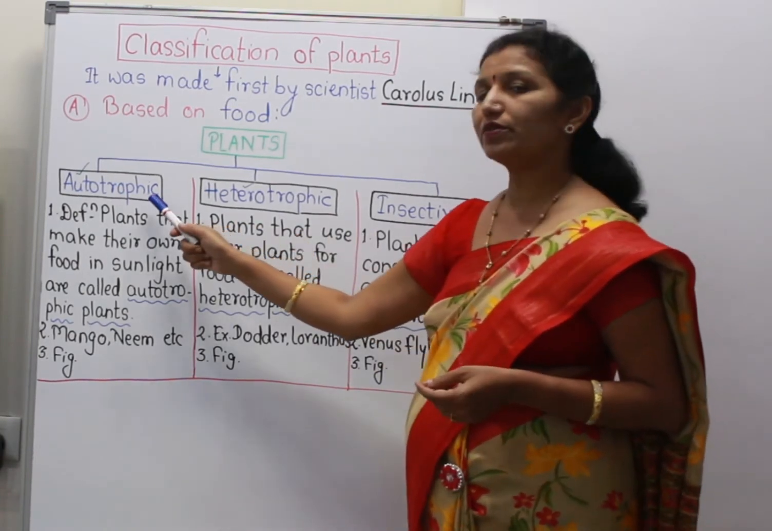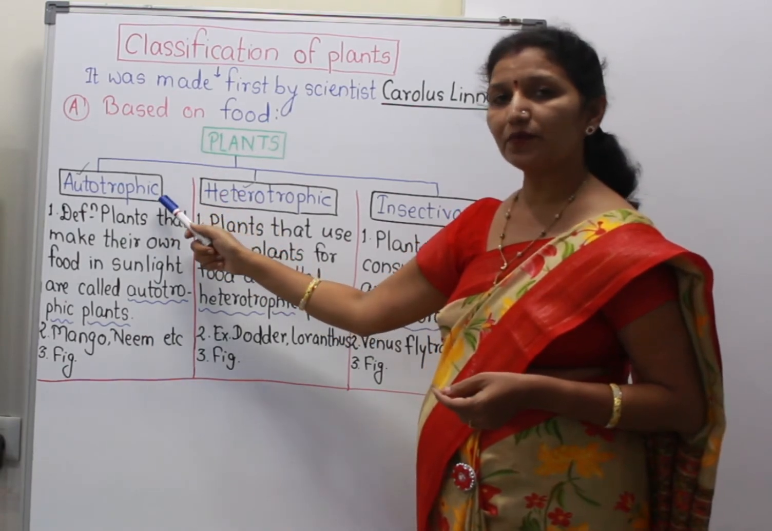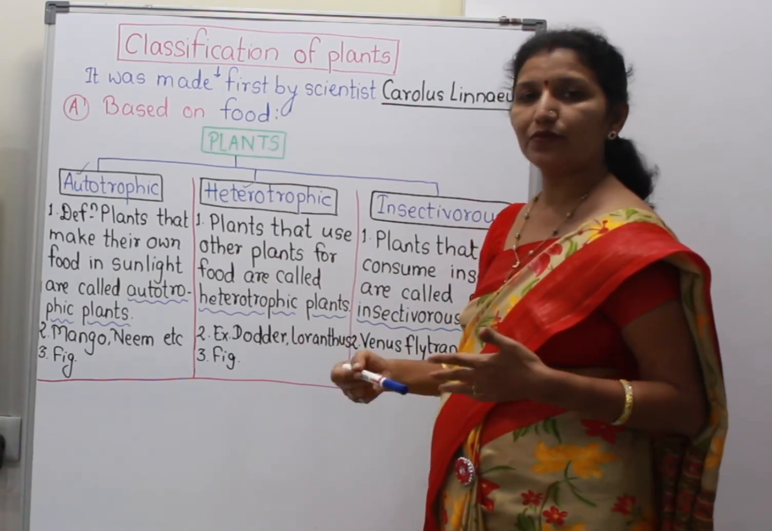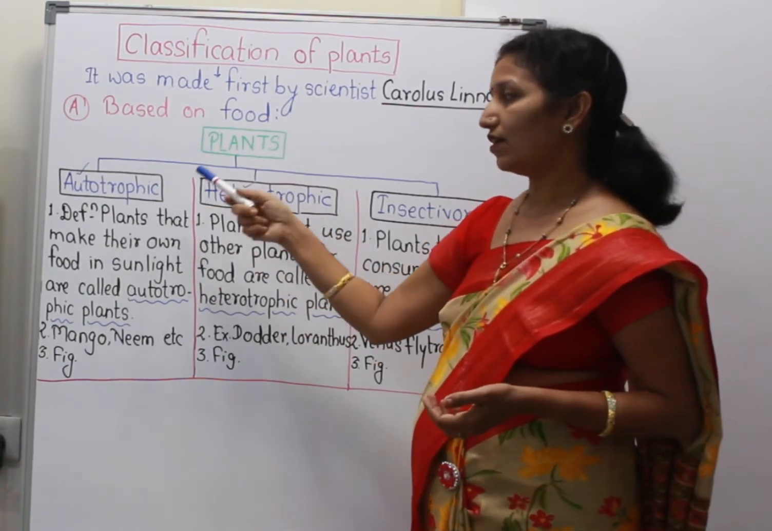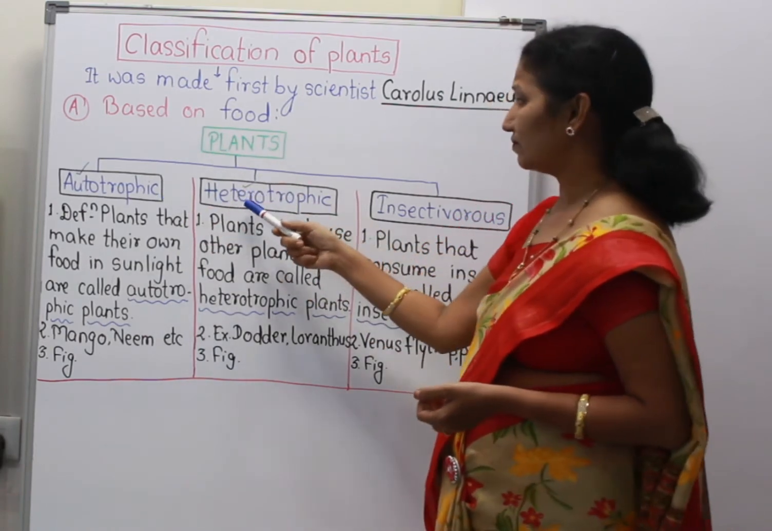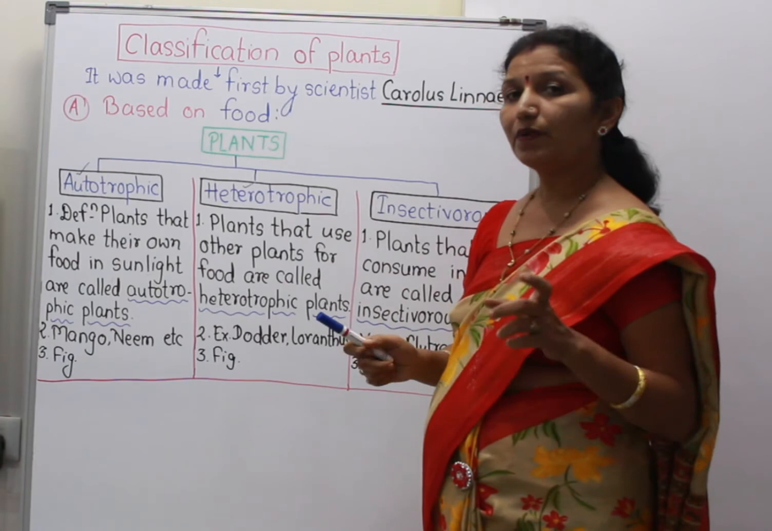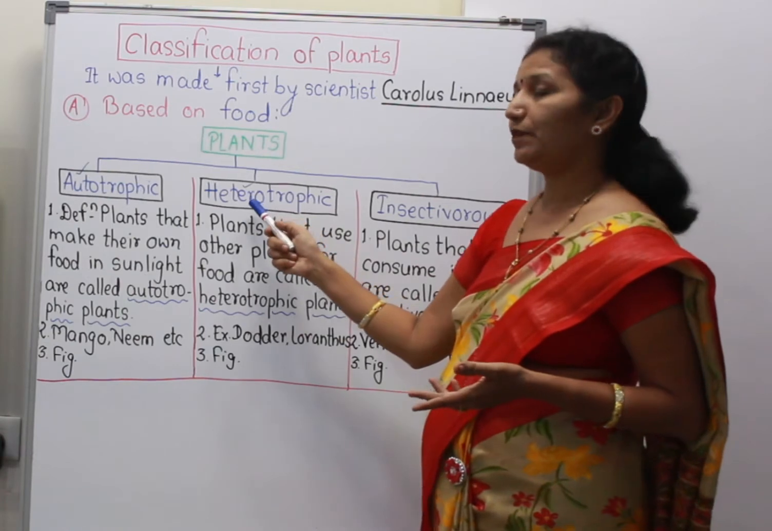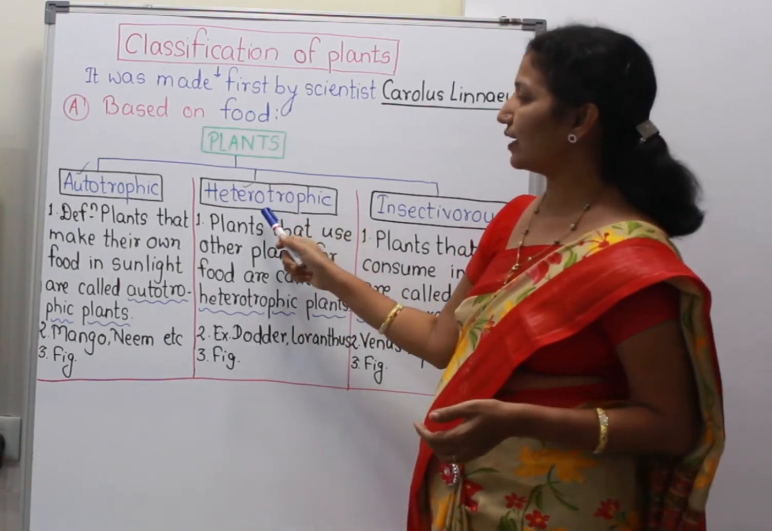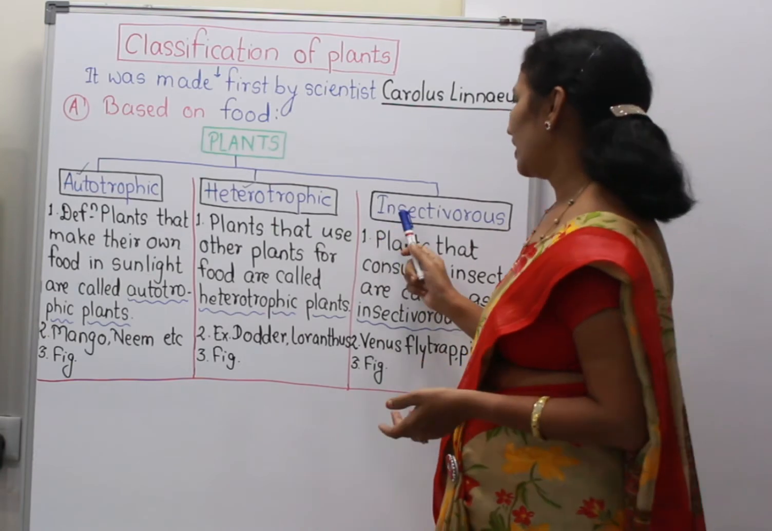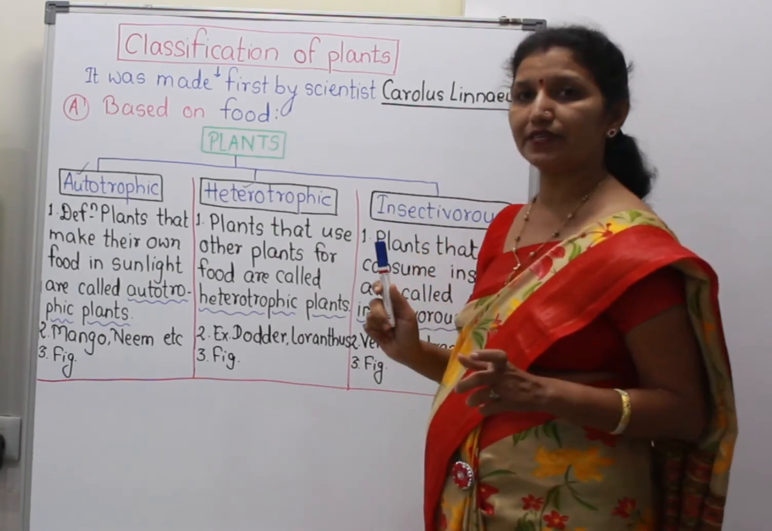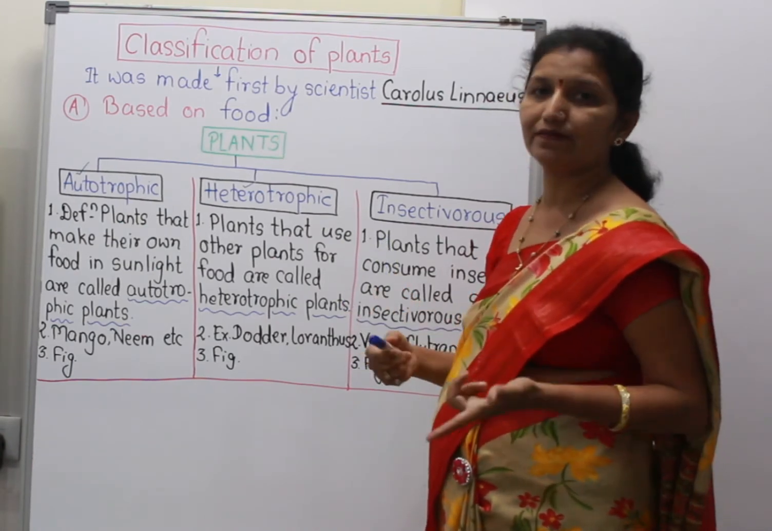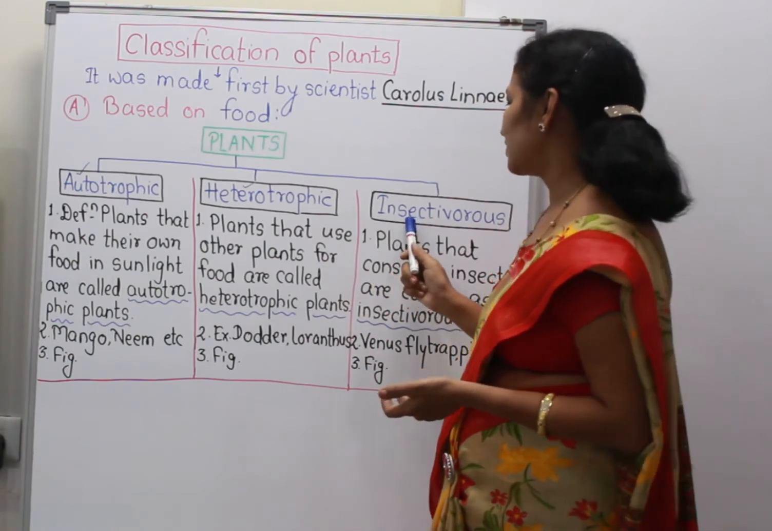In Marathi, autotrophic plants are called Swayamposhi Vanaspati. Swayamposhi, that means they get their nutrition by their own, that's why they are called autotrophic. Heterotrophic are called Paraposhi. Par means others, dusre, and they depend on others for their nutrition, that's why they are called heterotrophic, Paraposhi. And insectivorous means kitak bhakshi. As they consume insects, they eat insects and they survive there. That's why they are called insectivorous plants.